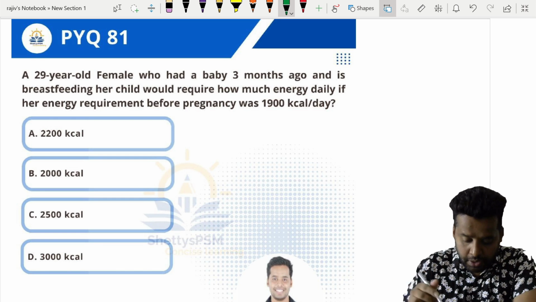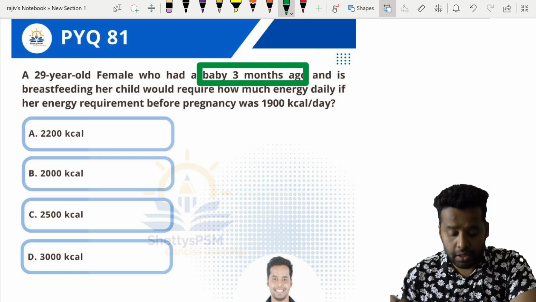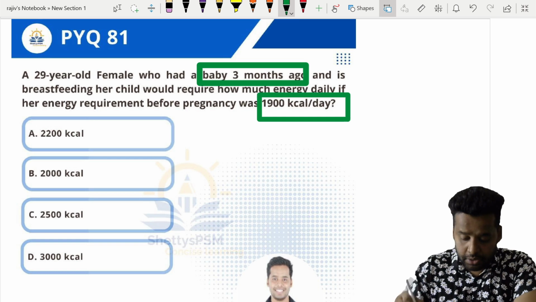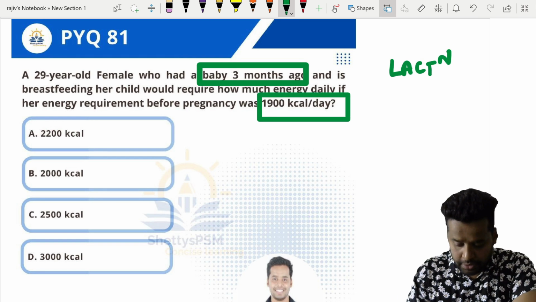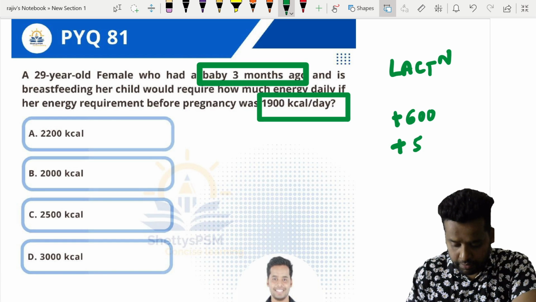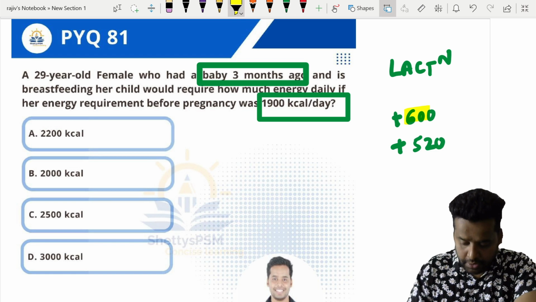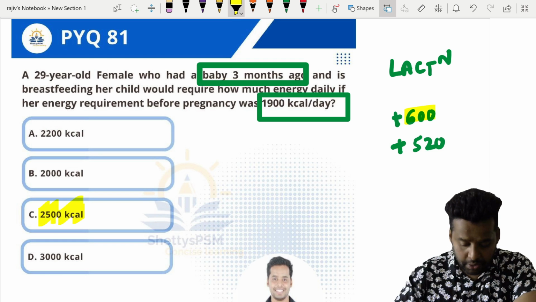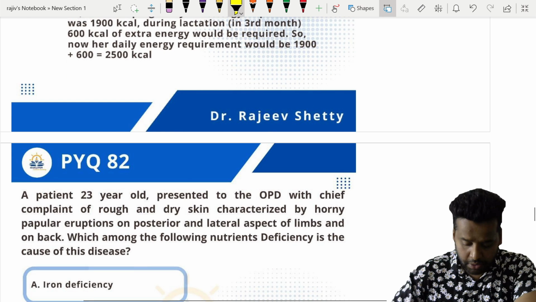See this question. A female with a baby of 3 months, means lactating, coming to the clinic. Her previous energy requirement was 1900 before pregnancy. So the lactation part in the initial 6 months it is plus 600. After 6 months it is 520. So what you are doing, you are adding 1900 plus 600. Answer is 2500 kilocalories.